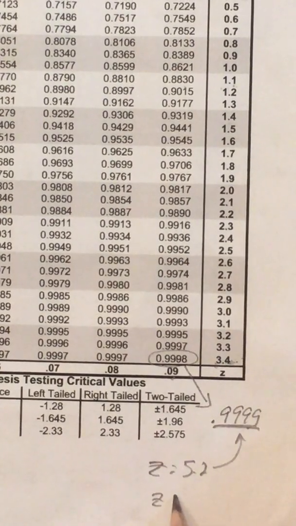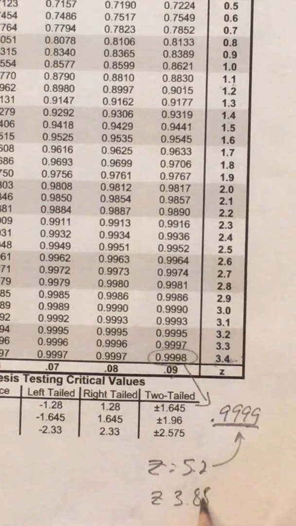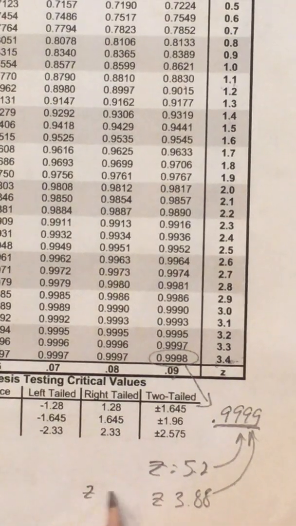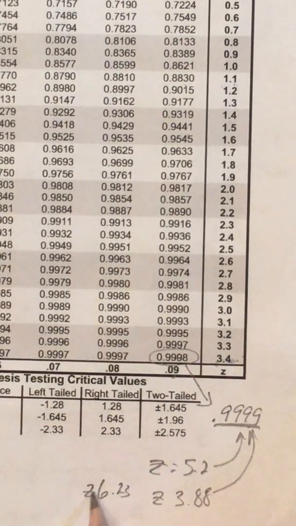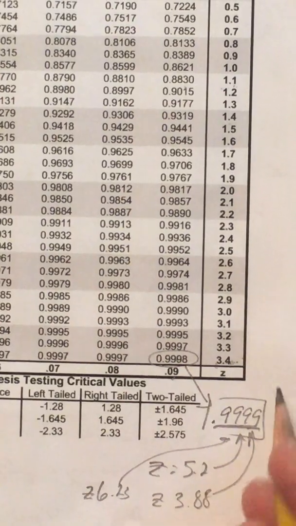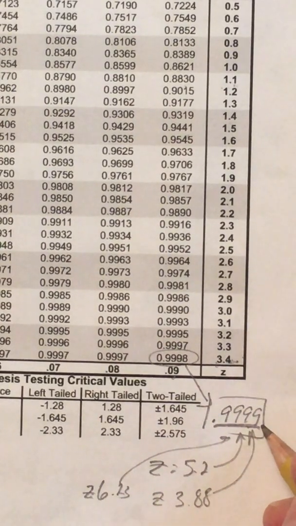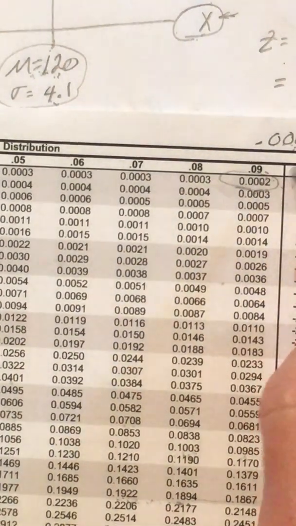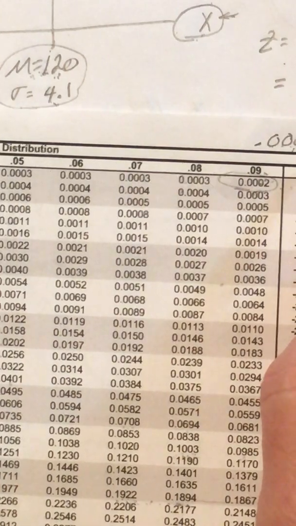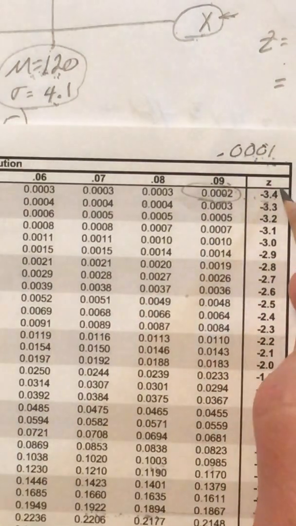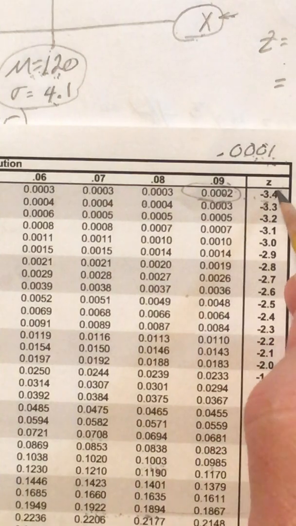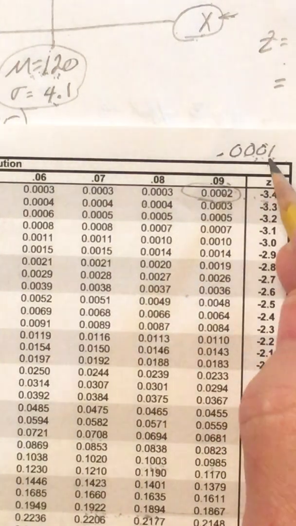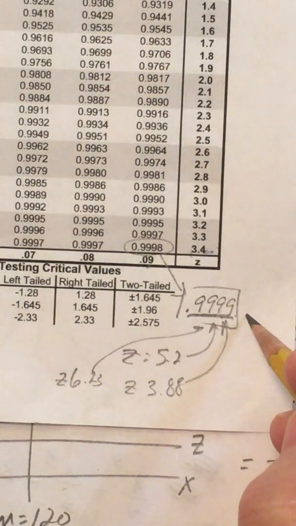If your z-score is 5.2, we will use this number. If your z-score is 3.88, we will use that score. If your z-score is 6.23, we will use 0.9999. Anything beyond 3.49, we will use 0.9999. Anything beyond negative 3.49, we will use 0.0001. Again, no matter how far beyond this value, we will use 0.0001 on this end, and we will use 0.9999 on this end.